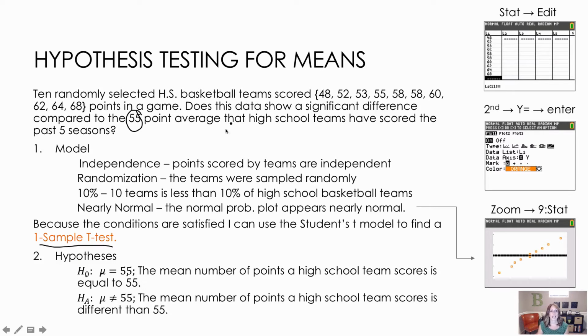Now, what I'm testing for is, it says, does this data show a significant difference? Well, difference means that it's not equal to. Notice it doesn't say, are these teams scoring more than 55 or are these teams scoring less than 55? So that's my alternative, and of course then I just write it in words that it's different than 55.